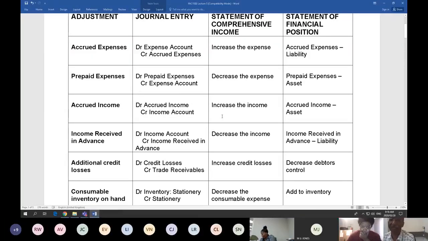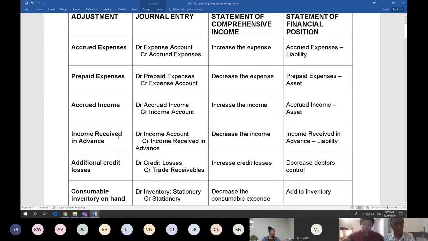The impact on the statement of comprehensive income is that you must increase the income. Remember, in your trial balance, you have only received a certain amount of money. Now there's more outstanding. So if you want to reflect what is the income for the year, you will have to increase the income. And then in your statement of financial position, accrued income is classified as an asset. It appears under your current assets together with your trade and other receivables.